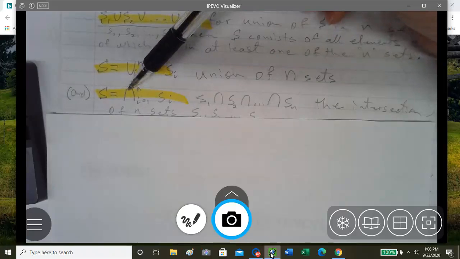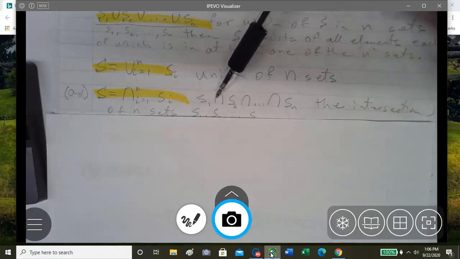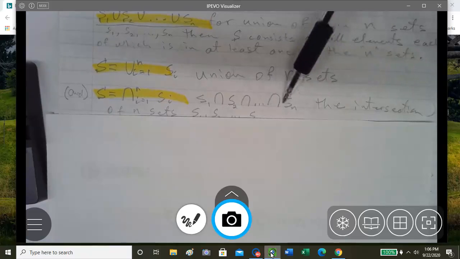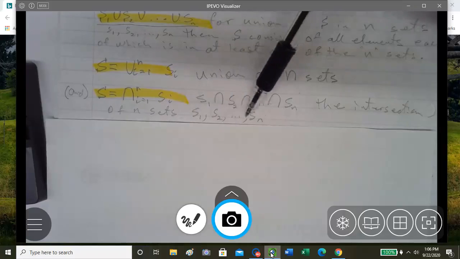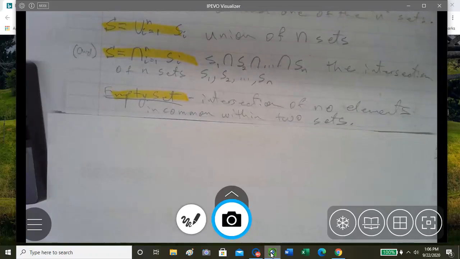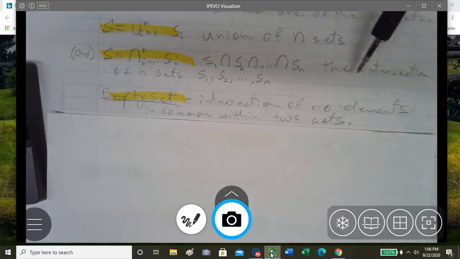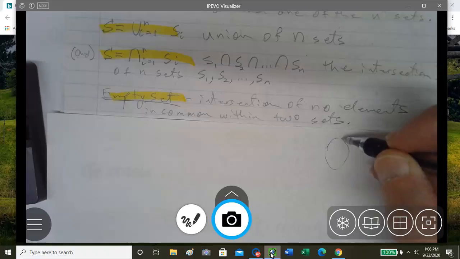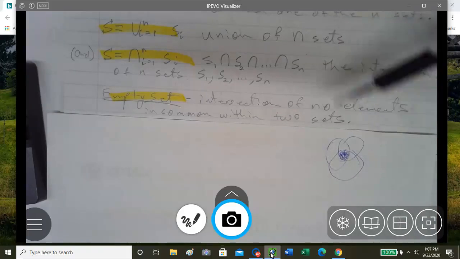So S equals the intersection from i equals 1 to n of S sub i, so that would be S sub 1 intersection S sub 2 intersection S sub 3 intersection S sub 4 intersection S sub 5, and so on, intersecting with S sub n. The intersection of n sets, S1, S2, S3, S4, and so on, S sub n. So S would be the intersection of each of the sets intersected together. What would that look like? If you had S1, S2, and S3, you may see something like this. The intersection would be the region that holds all three, if you look at it like a Venn diagram.